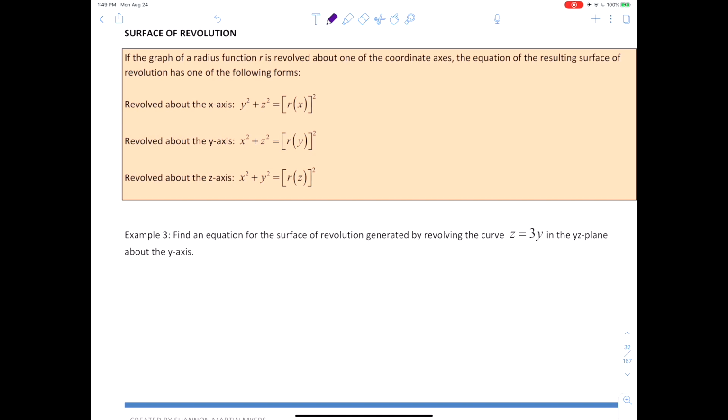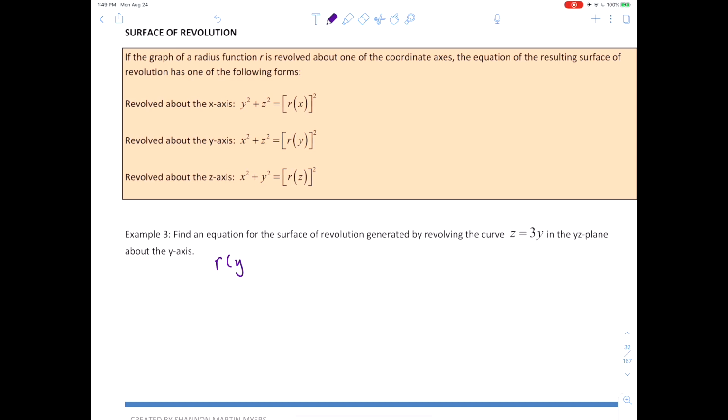So let's go ahead and find an equation for the surface of revolution generated by revolving the curve z equals 3y in the yz plane about the x-axis. Okay? So what function do we need? We're revolving about which axis? Beautiful. So we need to have a function of y. So we'll have r of y. Cool so far? Now, since z is equal to 3y, we can say r of y is equal to 3y. So our equation therefore will be x squared plus z squared is equal to, beautiful, 3y squared. So x squared plus z squared will be equal to 9y squared.